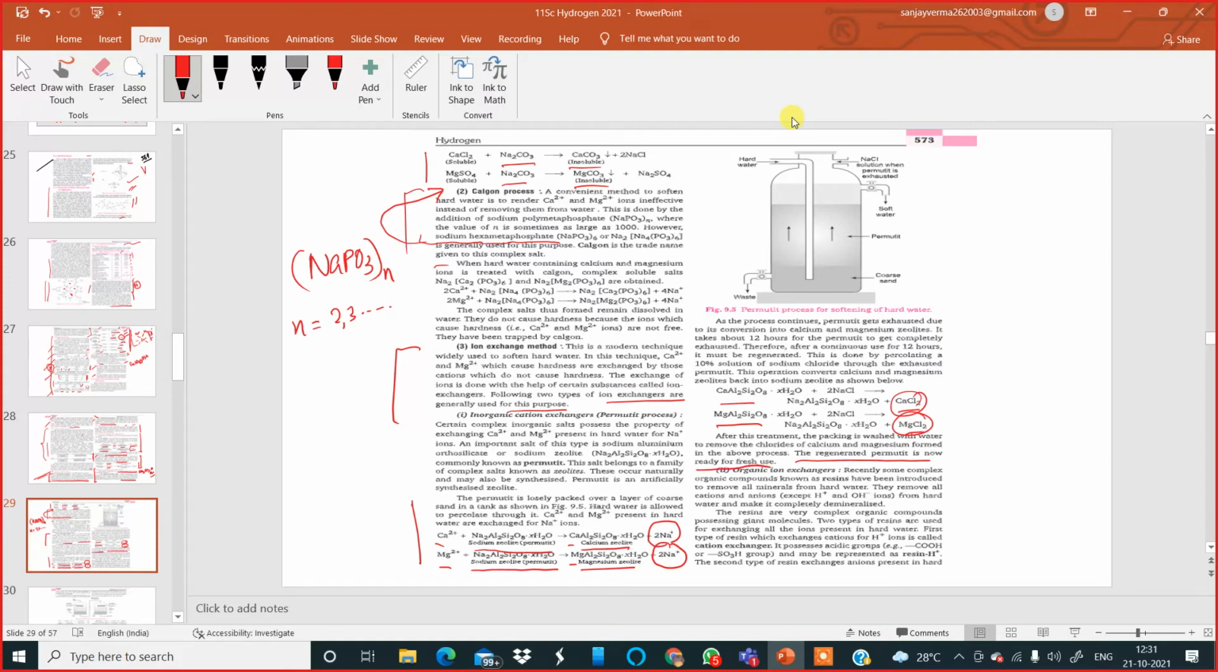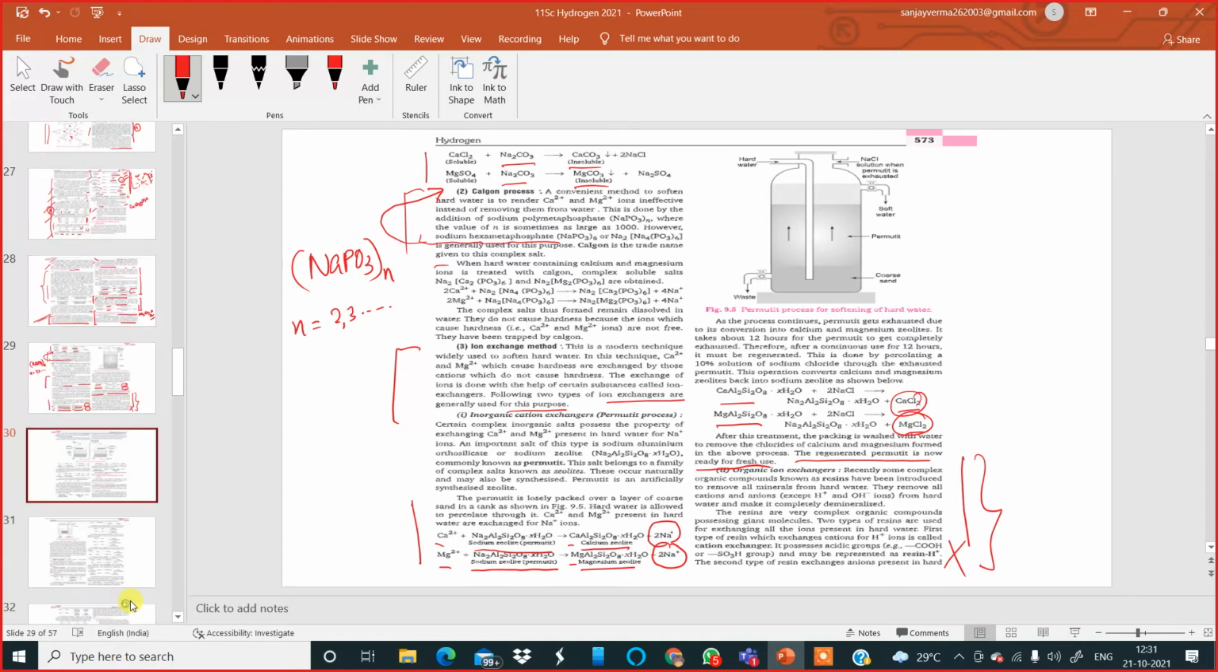Okay, now there are other methods also, like organic ion exchangers, also used to remove the permanent hardness in water. Recently some complex organic compounds known as resins have been introduced to remove all minerals from hard water. They remove all cations and anions except hydrogen and hydroxide ions from hard water and make it completely demineralized. So this is also one method.